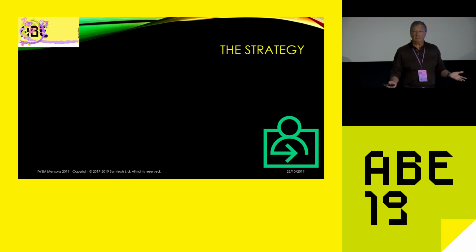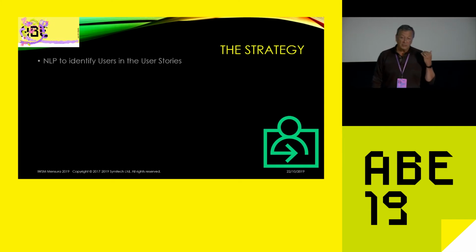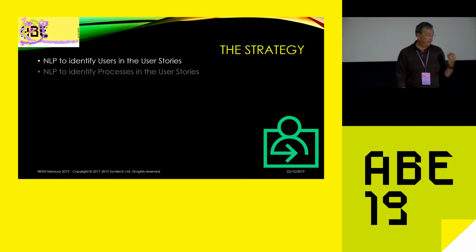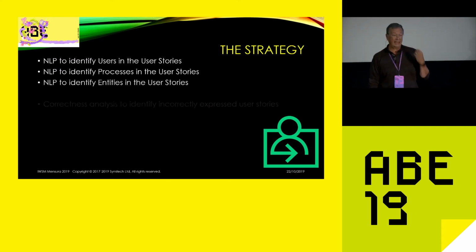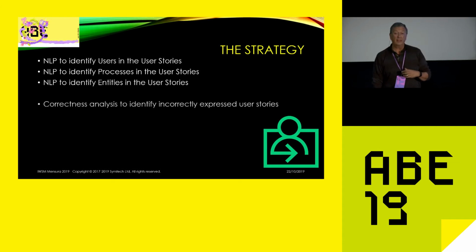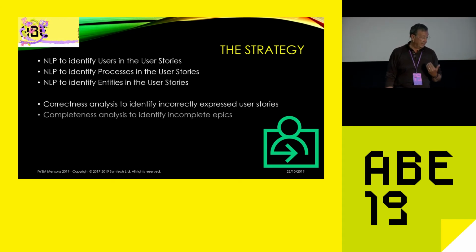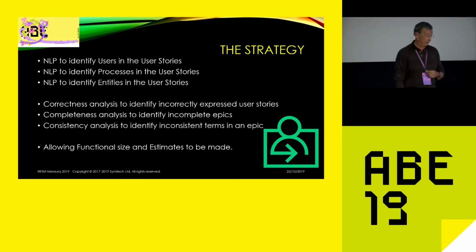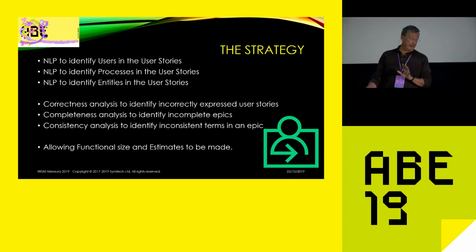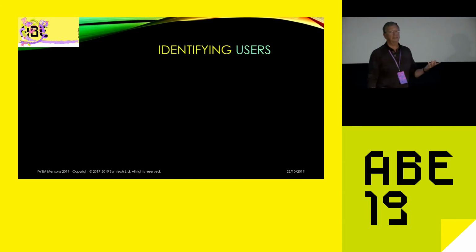That's the introduction over. Here's the strategy for the estimation. I'm going to use natural language processing to identify users in the user story, processes in the user story, and to identify the entities in those user stories. Then we're going to use the correctness, completeness, and consistency analysis to check whether or not we're making any sense. And this will allow then a functional size to be calculated, and from that functional size, we get the estimates that we want to make. That's the strategy.